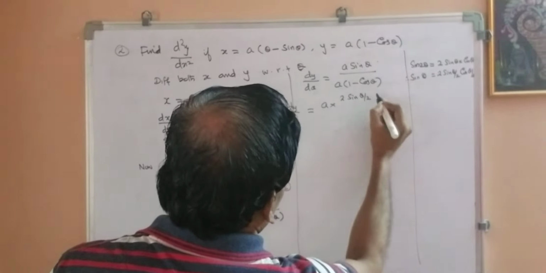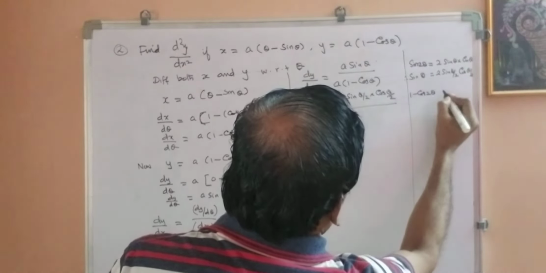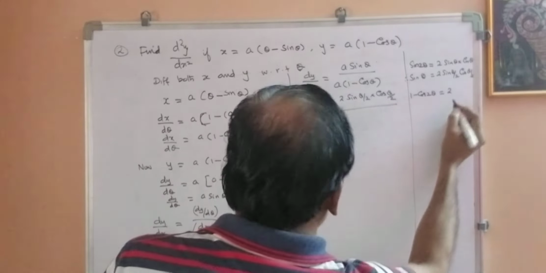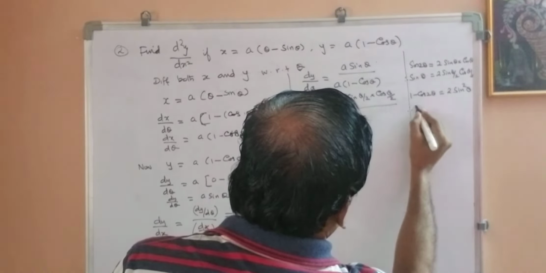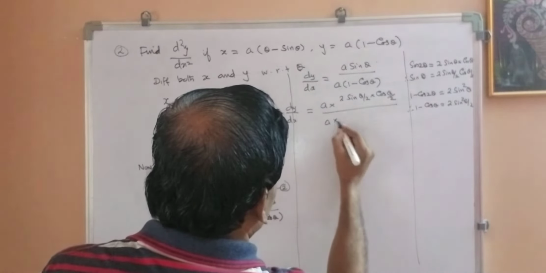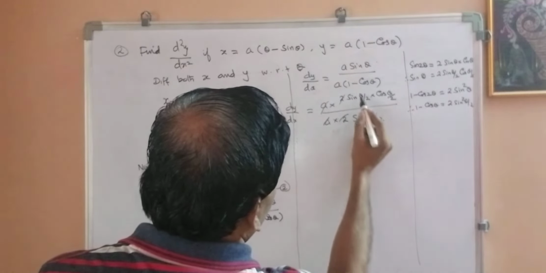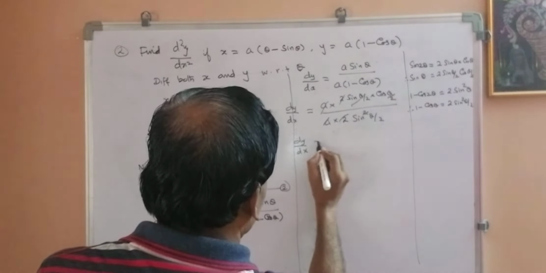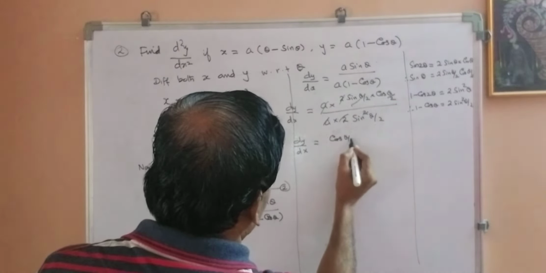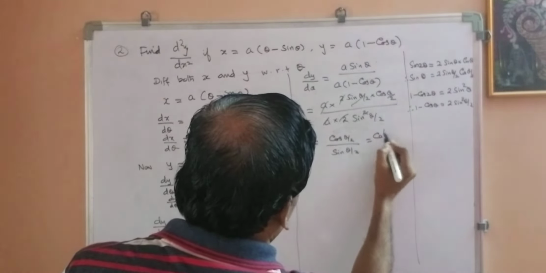Okay. Now, a into, what is 1 minus cos 2 theta? 2 sin square theta. Therefore, 1 minus cos theta equal to 2 sin square theta by 2. So here 2 sin square theta by 2. 2 gets cancelled, a cancels, one sin theta. So we have got dy by dx equal to cos theta by 2 upon sin theta by 2. That is equal to cot theta by 2.